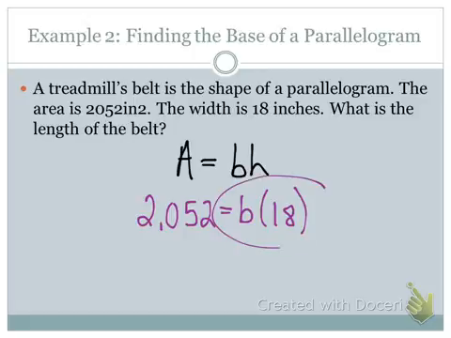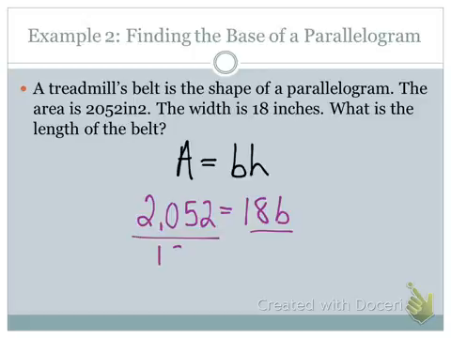So 2,052 equals your base times the height that it gives you. Now, is this the algebraically correct way to write that? Well, the B comes first, but that doesn't matter because remember we talked about a couple chapters ago, it doesn't matter what order we multiply in. So I'm going to write this 18B, okay? I always write my number first and then my variable, even if the variable comes first in the formula. So now how do I solve for B? Divide both sides by 18 to get B by itself.